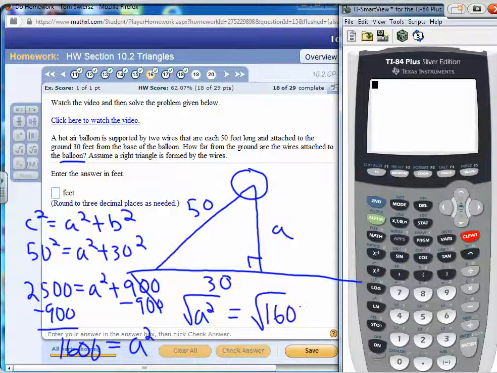Square root of 1600. The square root of a squared is just a. Square root of 1600, if you do it on your calculator, it's going to get 40. Again, second, and then x squared, and then you put it in, okay?